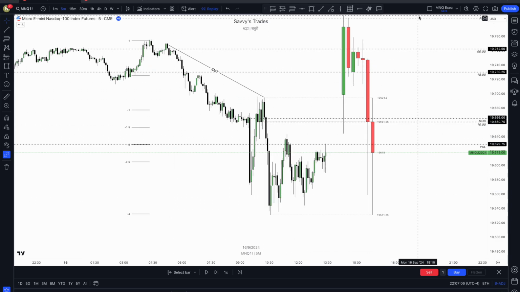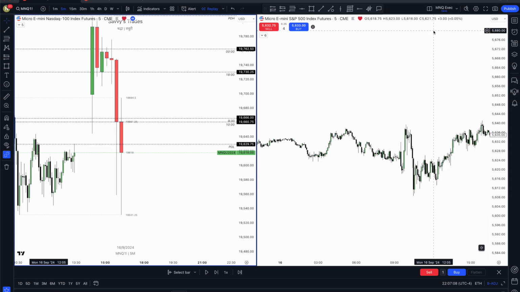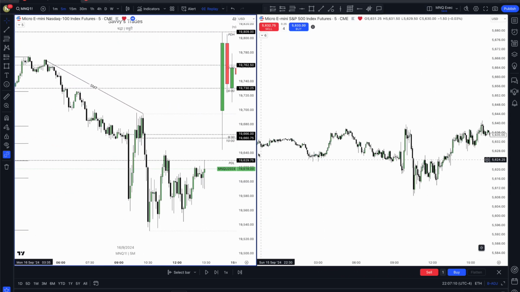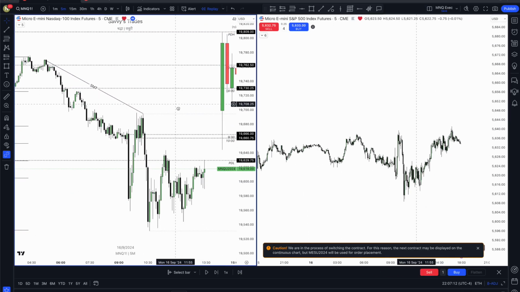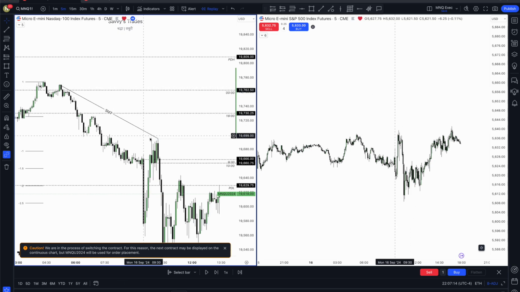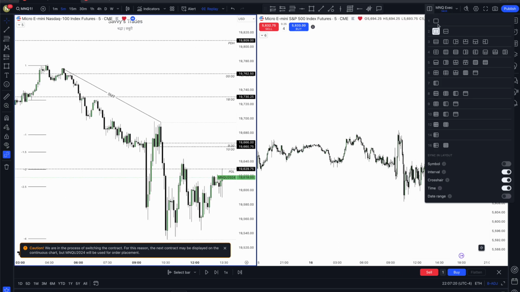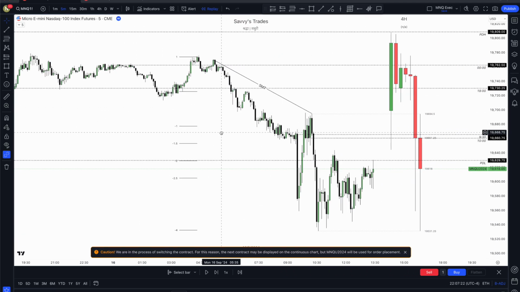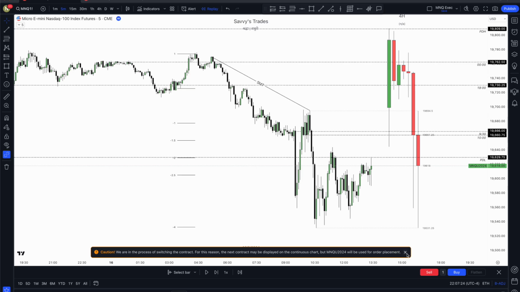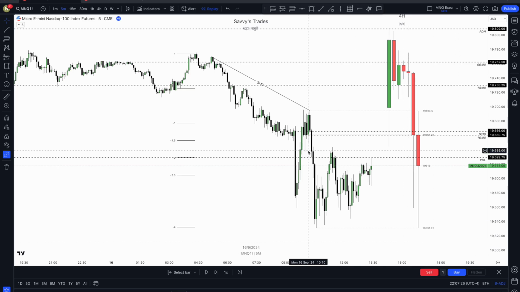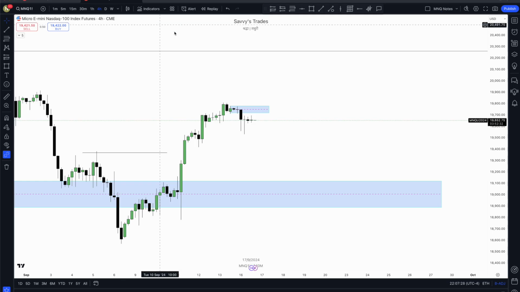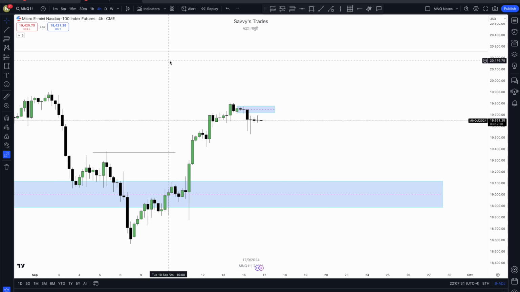And on top of this, when we compared it to ES, we saw that we were on the verge of forming an SMT, and we did. As soon as the SMT was formed, we started dumping. So that was the analysis for today. If you have any questions, do let me know, and we'll see how price reacts tomorrow.